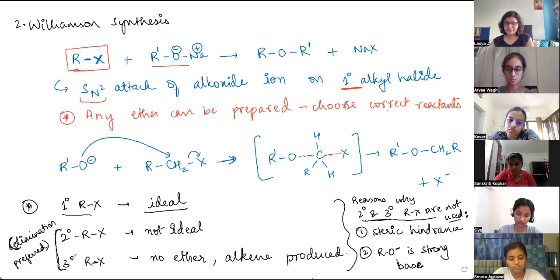So if it is secondary or tertiary, then elimination will happen. Why will elimination happen? Because you have RO being a strong base and steric hindrance is going to prevent the SN2 mechanism. That means you will not get ether.